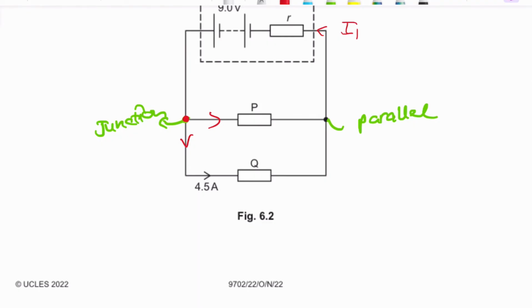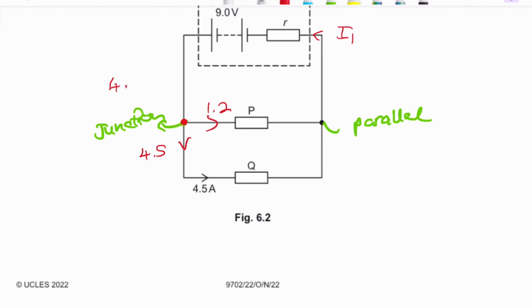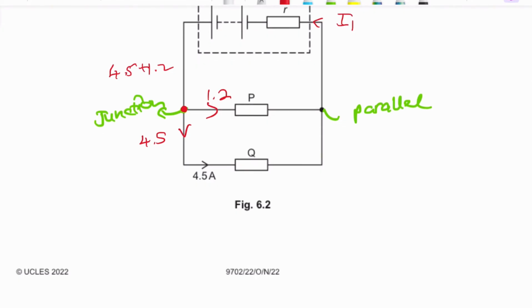Again, as current branches, the current is going to be different based on the resistances themselves, right? So as current arrives here, the current that will be 4.5 is different from the current that is 1.2 over there. But before they branched into 4.5 and 1.2, they basically had to be 4.5 plus 1.2, because Kirchhoff's first law says that current in a circuit can never be destroyed. So the sum of currents entering a junction is equal to the sum of currents leaving that junction. Basically, we can't destroy current.